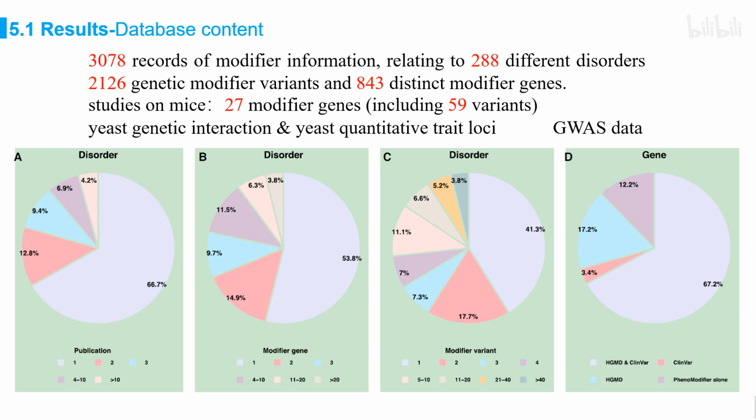There are 3,078 records of modifier information, modifier variants, and modifier genes studied in mice and other species. As you can see in the picture, there are different comparisons and constitutions. You will find there is a lot of data, because if you want to make your resource more comprehensive or more widely used, you must have enough data.